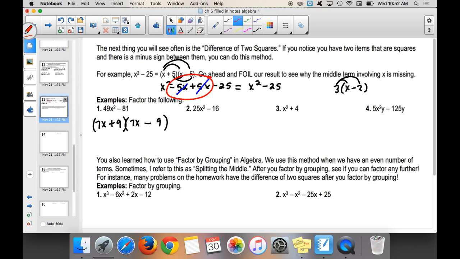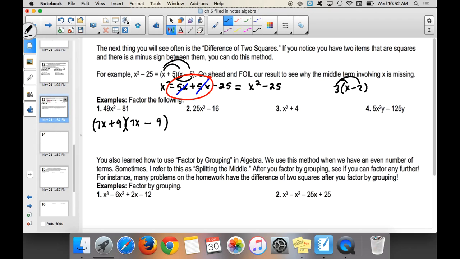Okay, is the next one the difference? Is there a minus sign? Yes, difference of two squares. 25x squared, is it something times itself? Yeah, 5x times 5x, right? 16, something times itself? Yeah, 4 times 4. So this is set up so it's the difference of two squares. So we automatically know how to factor that.